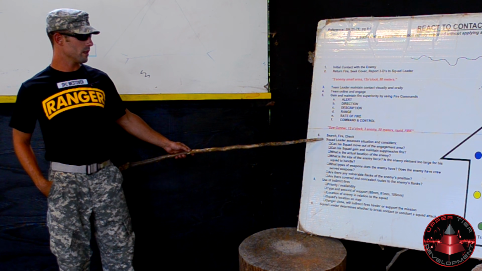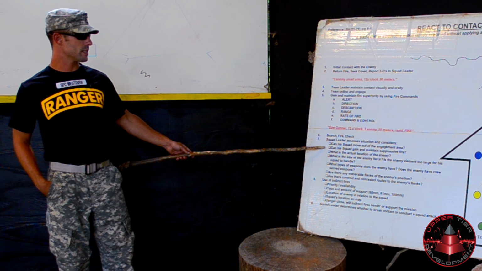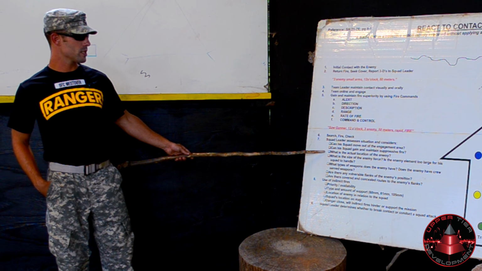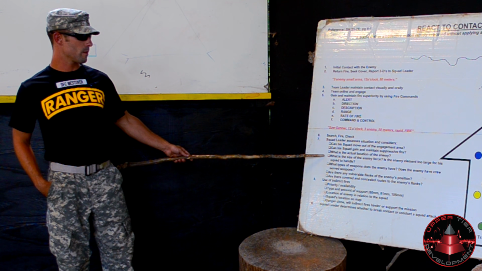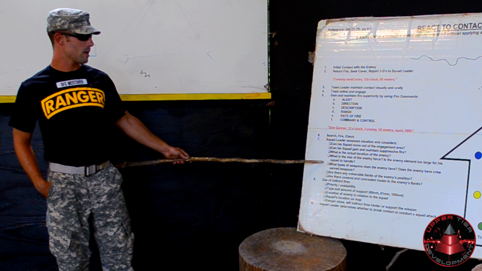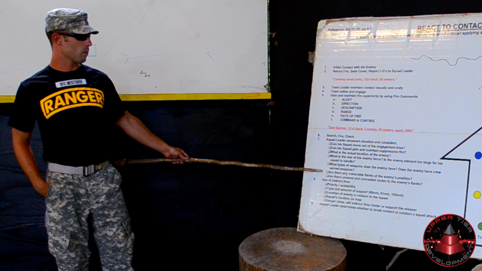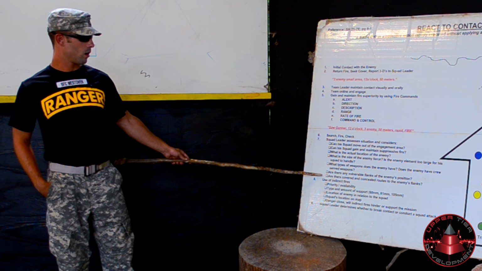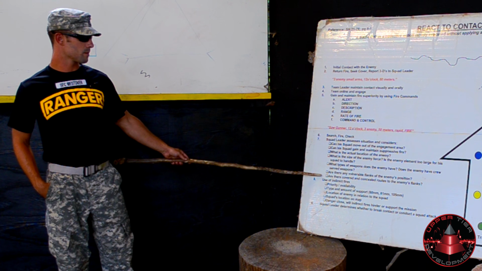Can the squad move out of the engagement area? Can his squad gain and maintain suppressive fire? What is the actual location of the enemy? What is the size of the enemy force? Is the enemy element too large for a squad to handle? What types of weapons does the enemy have? Does the enemy have crew served weapon systems? Are there any vulnerable flanks to the enemy's position? Are there covered and concealed routes to the enemy's flanks?